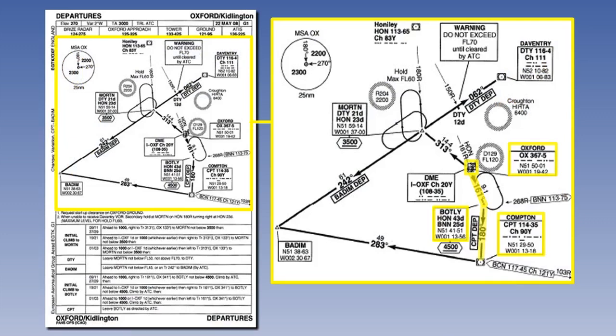As well as that, there will be a track to follow, which in our case is the 161° radial out of Oxford for the Botley interchange, and then the 180° radial to Compton. To achieve this, the crew requires Oxford's and Compton's frequencies to input into the navigation equipment.